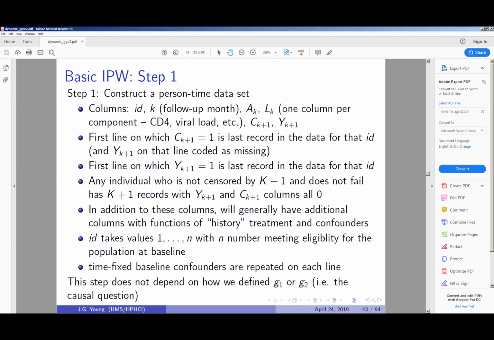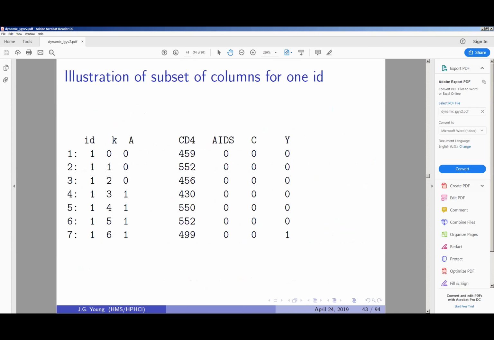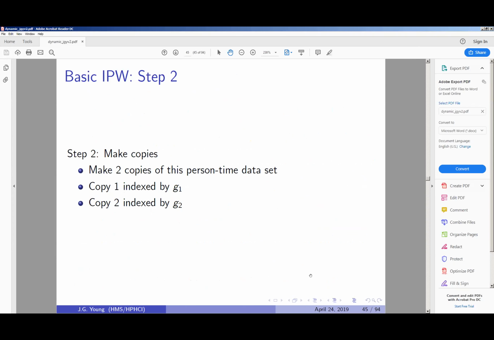So remember, this step is just configuring the observed data. It so far has nothing to do with our question, how we define G1 or G2. And this just illustrates for one ID, how I just made this up, what this might look like. So this is ID 1, so he has 7 months of follow-up. He fails at month 7, so this is the last record in the data for him, right? So this is just what ID 1's records look like in the observed data.